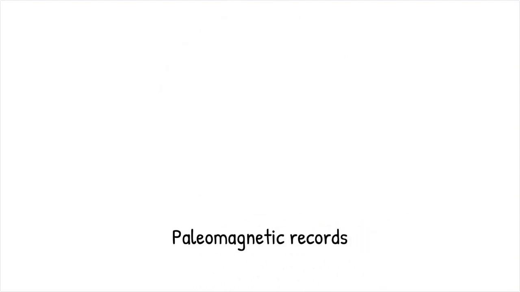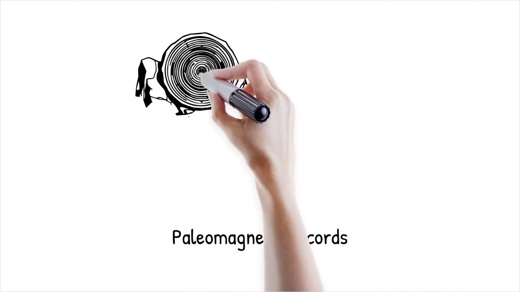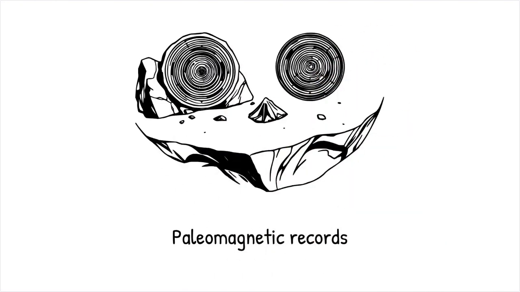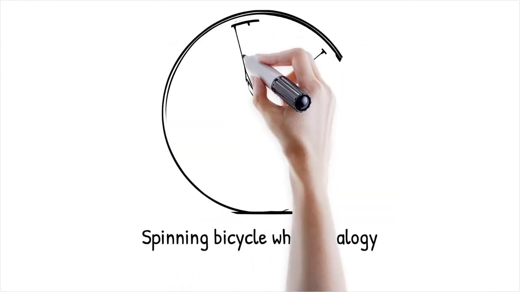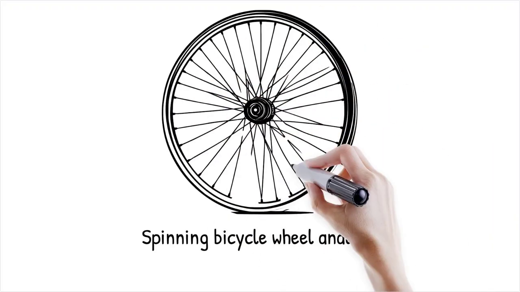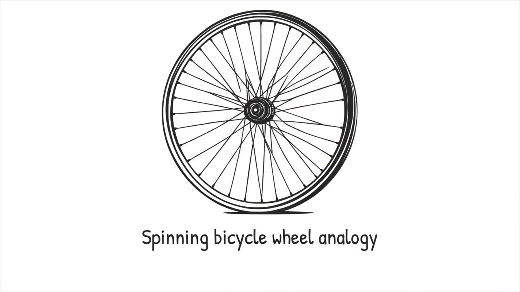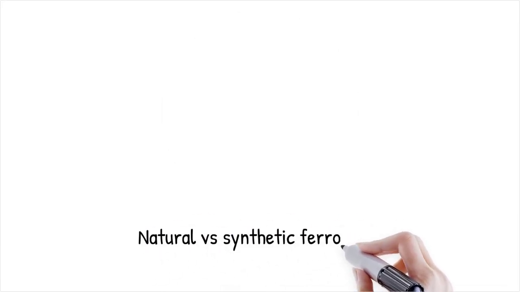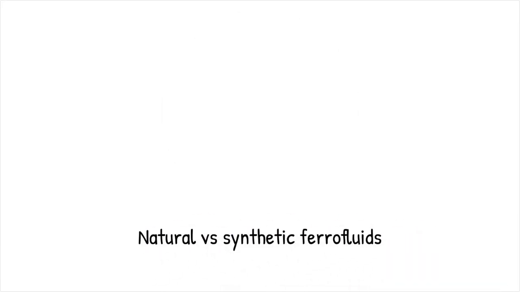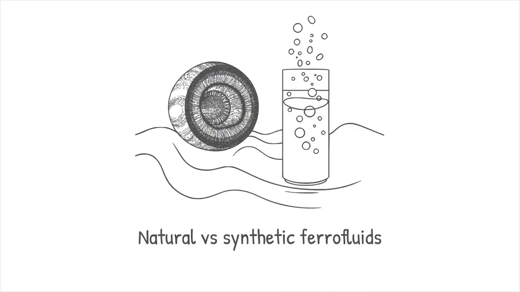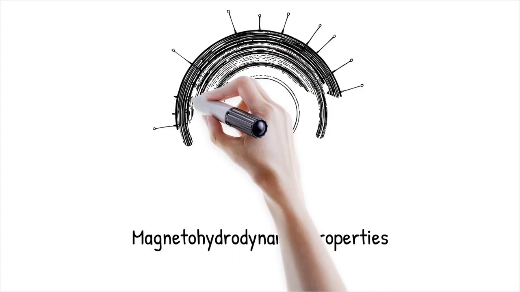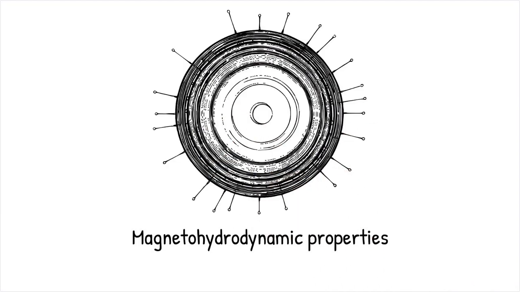Paleomagnetic records in volcanic rocks show evidence of multiple geomagnetic reversals throughout Earth's history, indicating variations in core fluid behavior. It is like a spinning bicycle wheel with charged particles flowing around it, generating a stable yet occasionally fluctuating electromagnetic field. Unlike synthetic ferrofluids, which contain suspended magnetic nanoparticles in a carrier fluid, the Earth's outer core is a homogeneous metallic liquid. However, due to the presence of iron and nickel, it exhibits magnetohydrodynamic properties similar to artificial ferrofluids.